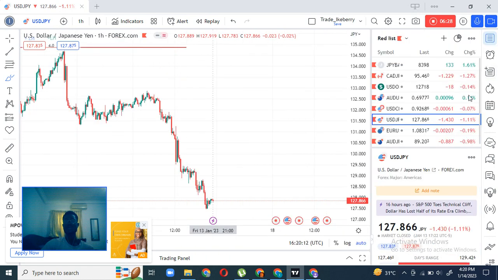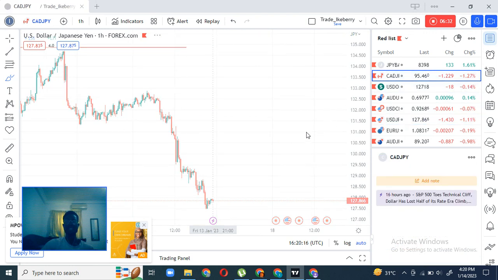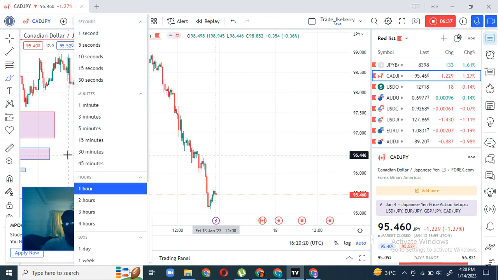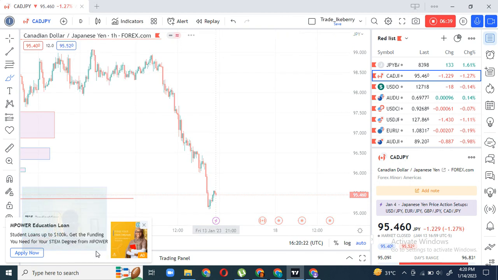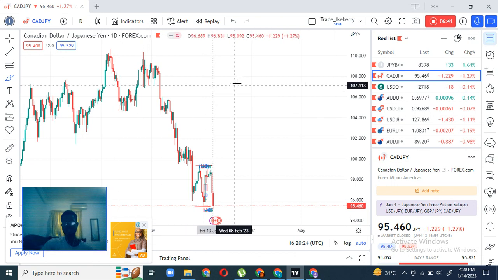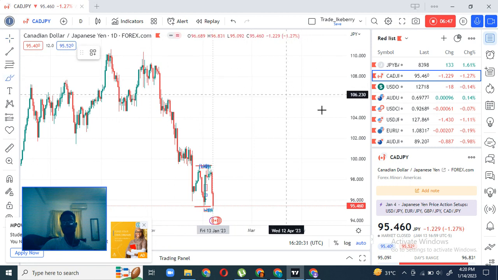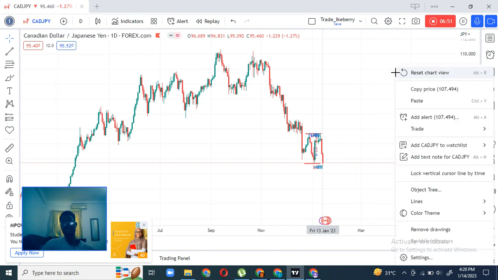All right, so let's add up the CAD JPY, and what do we see on CAD JPY? So on the CAD JPY, it was a very, very lovely trade over the week. So on the CAD JPY, what do we see? Let me reset the chart.